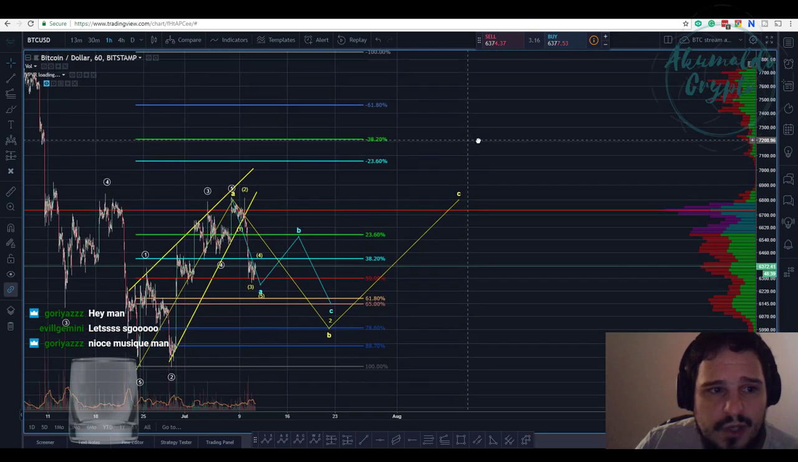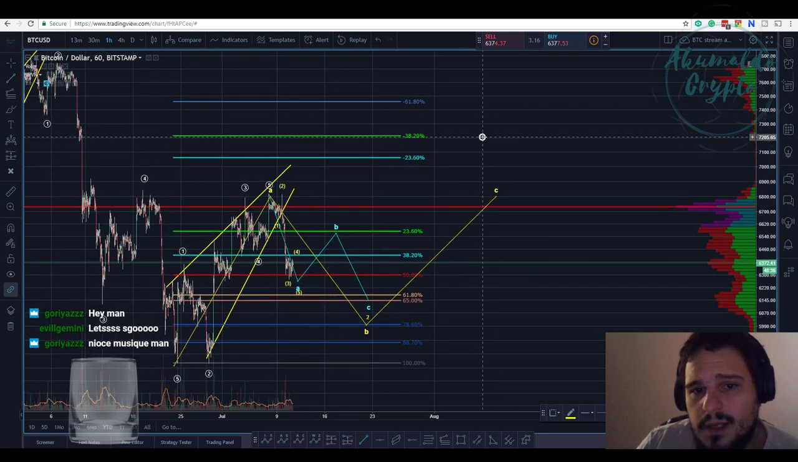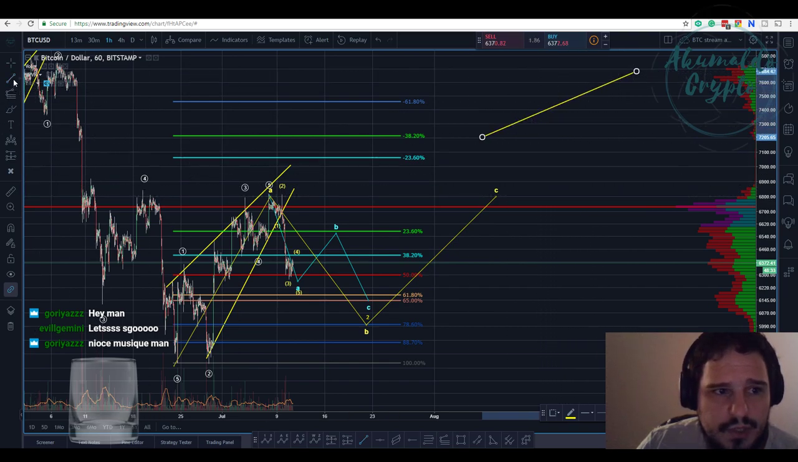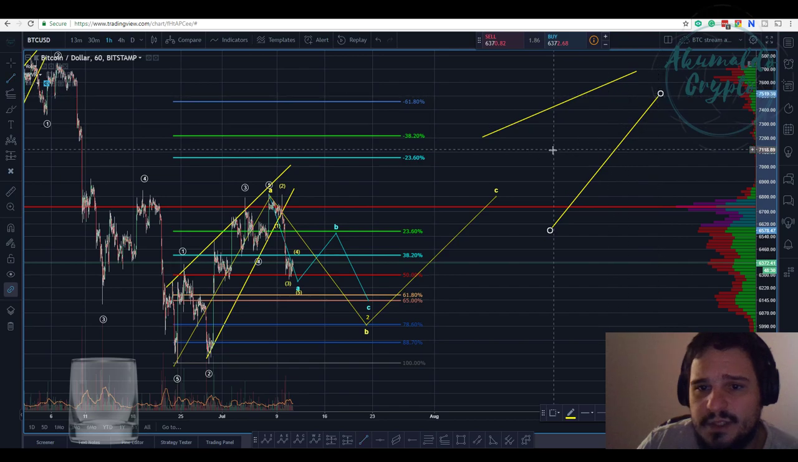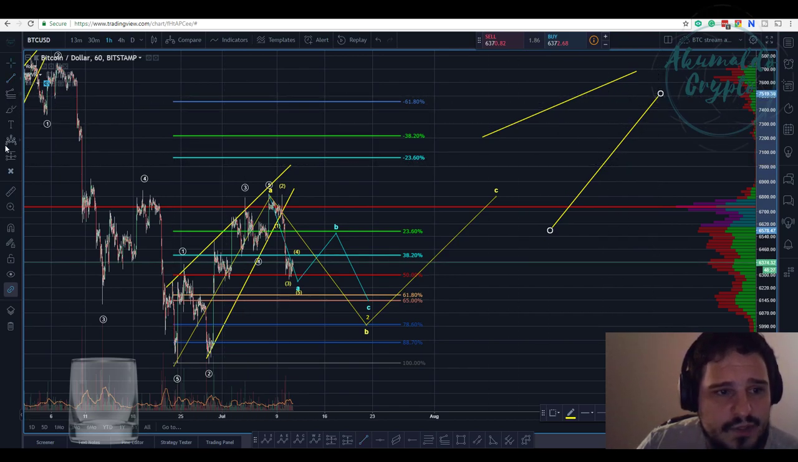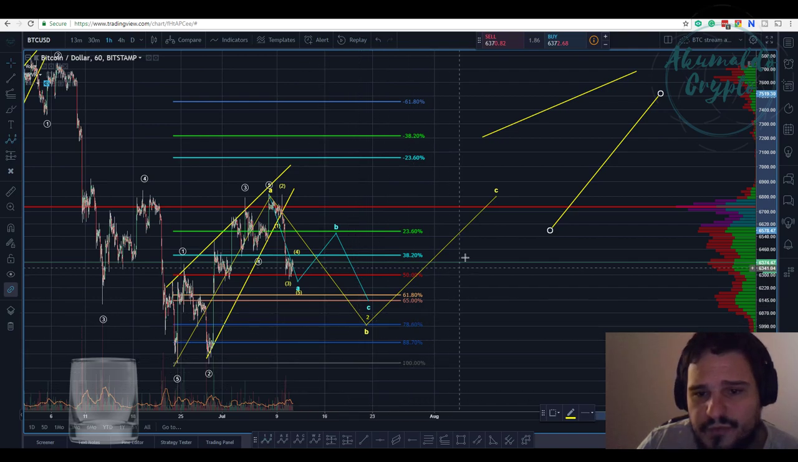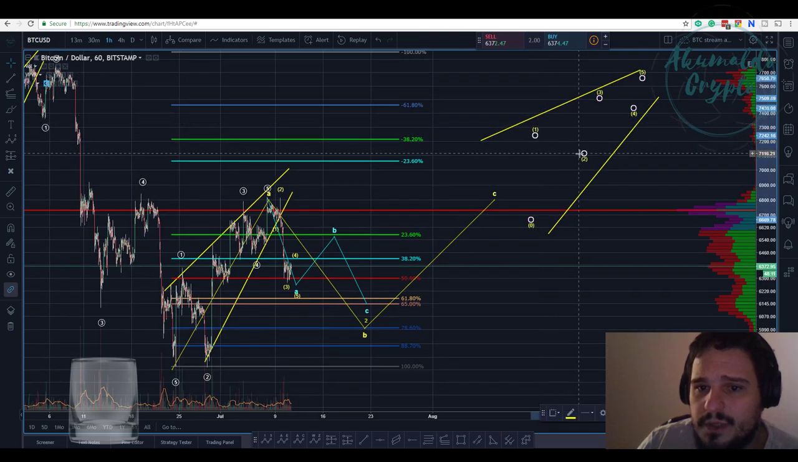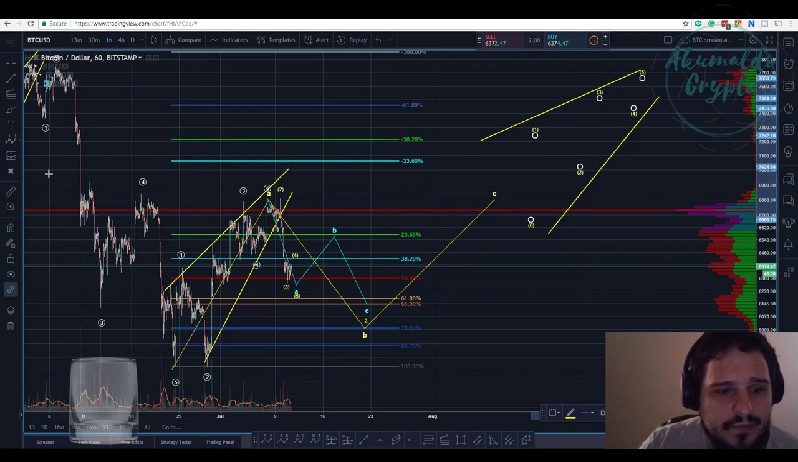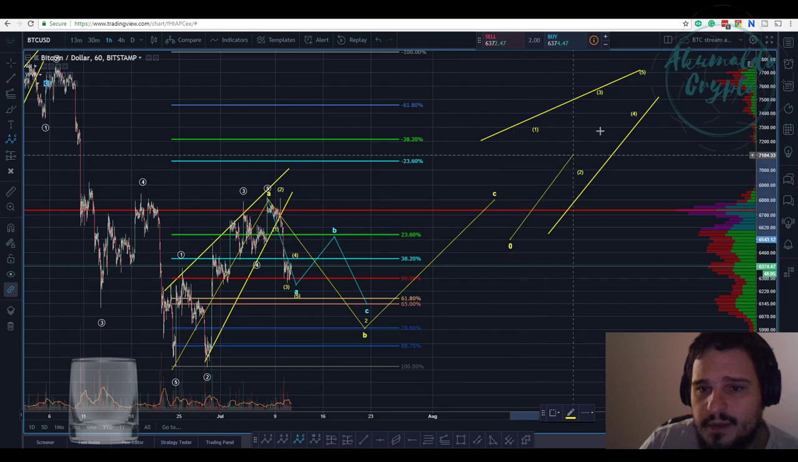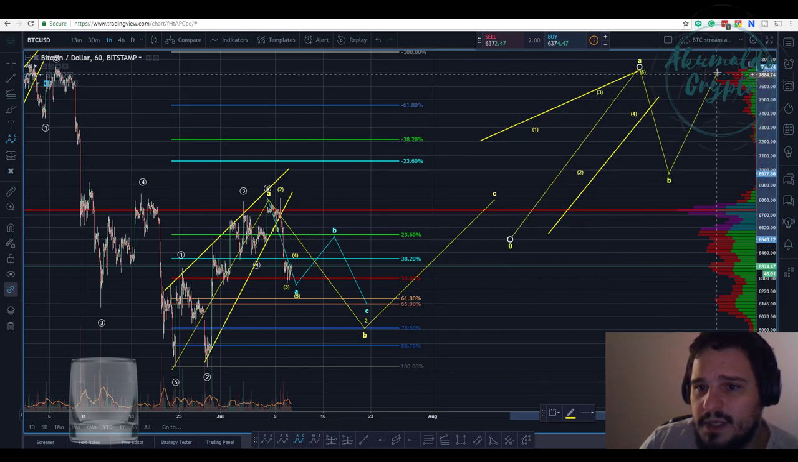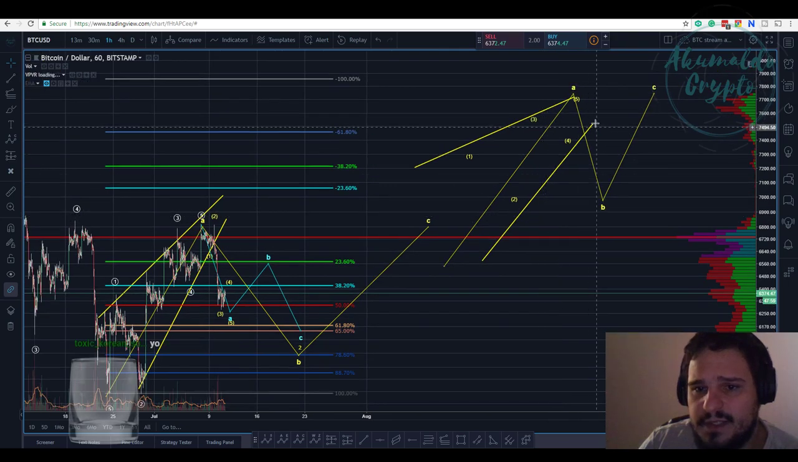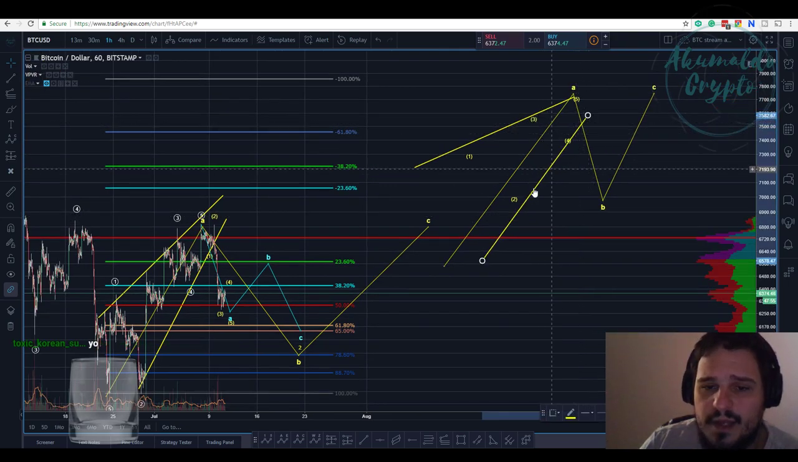This is not an unusual structure, but it's a leading diagonal, composed of 1, 2, 3, 4, 5 for our wave A, okay? But within this wave A is 1, 2, 3, okay, this is our A wave. Then we have a B and a C. This is a corrective pattern, okay? This is a leading diagonal for a wave A in a corrective pattern.